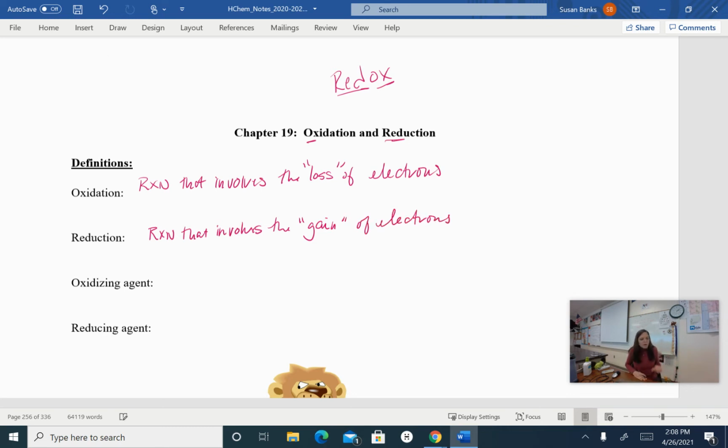Okay, so when we think of loss and gain, if I'm losing electrons in oxidation, those electrons, lo and behold, are gained by, or go to, the element that is reduced, okay? So when I talk about electrons being gained, those electrons are taken off the atom that is oxidized and given to the atom that is reduced, okay? So that's where those electrons go.